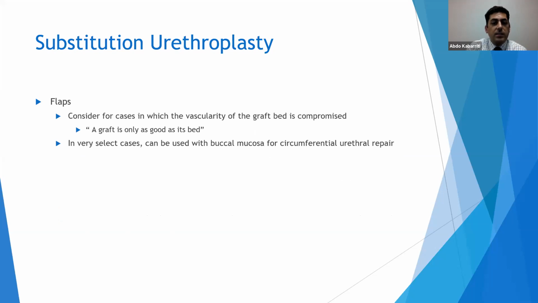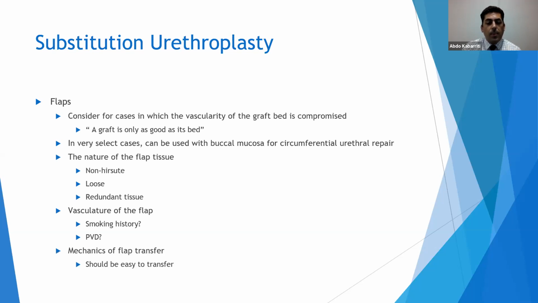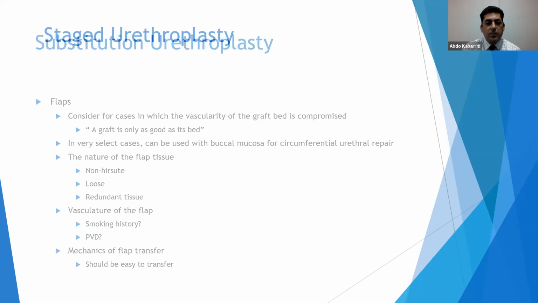In very select cases, it can be used with buccal mucosa for circumferential urethral repair. If you are going to use a flap, usually you want to use non-adherent, loose skin that has redundant tissue. You also want to make sure the vasculature of the flap is good. Does the patient have a significant smoking history? Do they have peripheral vascular disease? That could potentially dissuade you from using a flap. And the flap ideally should be easy to transfer.